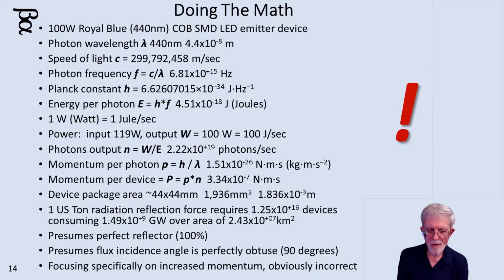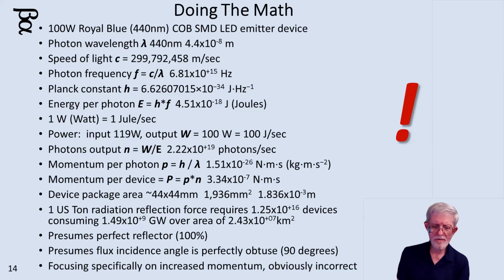How much area are we producing these photons over? And it turns out it's 44 millimeters by 44 millimeters, or 1,936 square millimeters, or 1.836 times 10 to the minus 3rd meters squared. That should be meters squared. Well, actually it is. Yeah, it should be meters squared. So how much would I need if I wanted a 1-ton force? If you're doing it this way, then all you have to do is just multiply it up, scale it up.